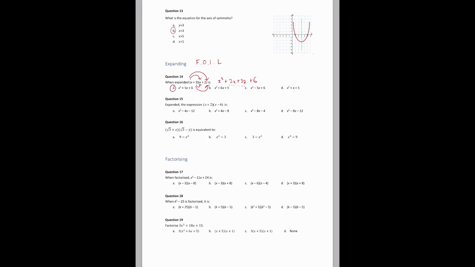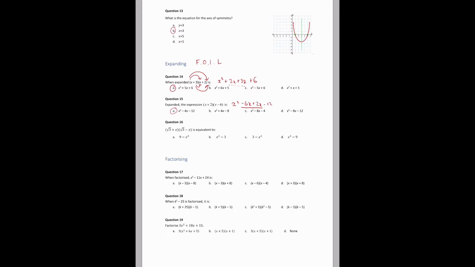Do the same thing for question 15. If you do this, it will be x squared minus 6x plus 2x minus 12. Collect the like terms here. Negative 6x plus 2x will give you negative 4x. So A would be the correct answer.